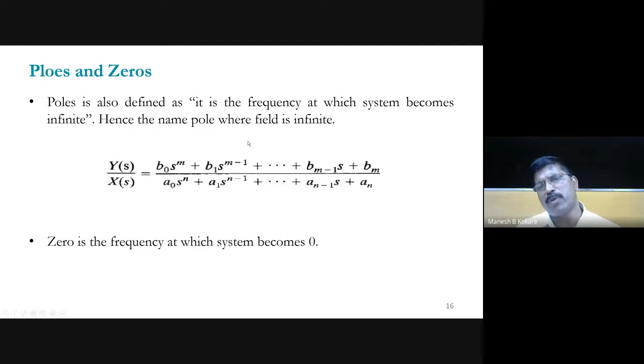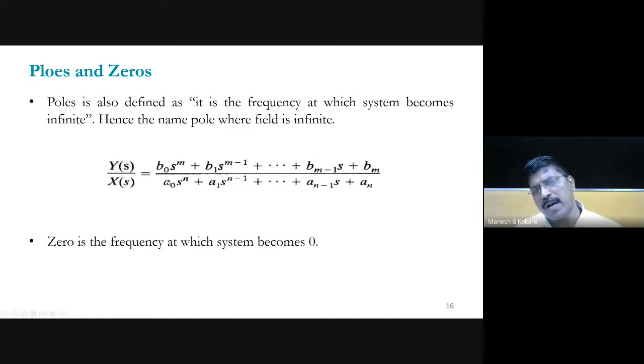S plus b2 equal to 0, so the value of s will be equal to minus b2. Now if I put the value of s in this term as s equal to minus b1, then the whole system transfer function will become 0. So that's why that root is called the zero of the system.